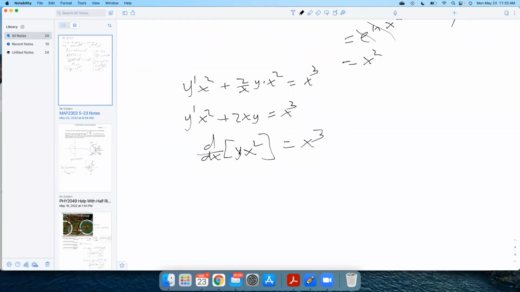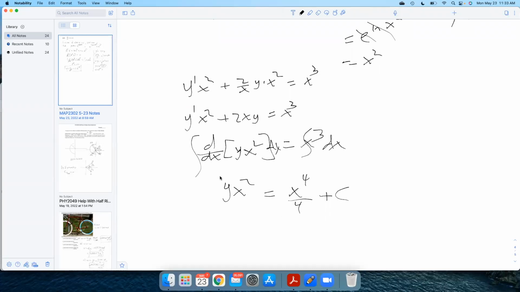So derivative of y times, leave the second one alone, plus leave the first one alone, times the derivative of the second. It worked. Take the antiderivative of both sides. Don't forget the dx on both sides. Left side, we just get what's inside, yx squared. On the right side, antiderivative of x cubed would be what? X to the 4th over 4 plus c. You got to put the plus c in there.